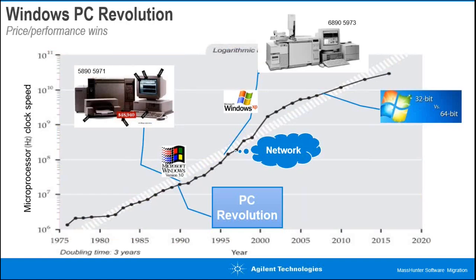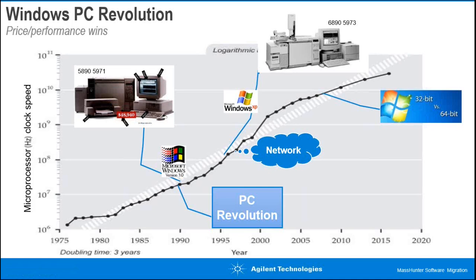If we look at what happened in the late 90s, you'll see the PC revolution. So here is the early days of the 5890 and 5971. You can see that that was released on Windows 3.0. And it was about that time that the PC revolution happened. Here is the 6890 and the 5973 GCMS that was released on Windows XP. At that time, networking was changed from the HPIB card to the network card. And you can see that things have moved along at a rapid pace. So that's one of the themes that I like to establish here, that the PC took over.